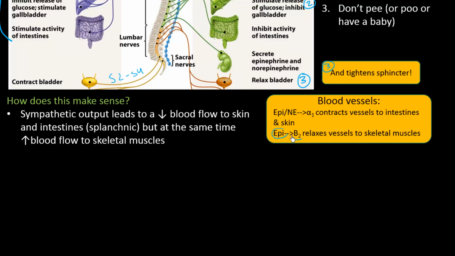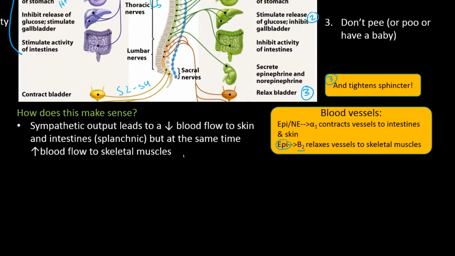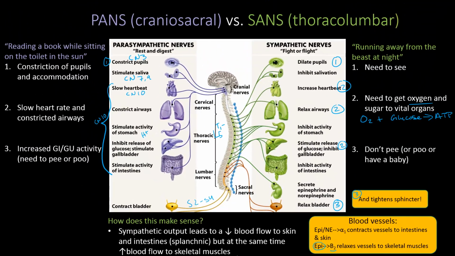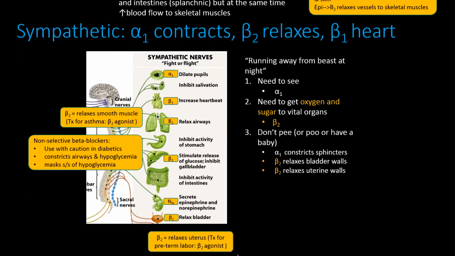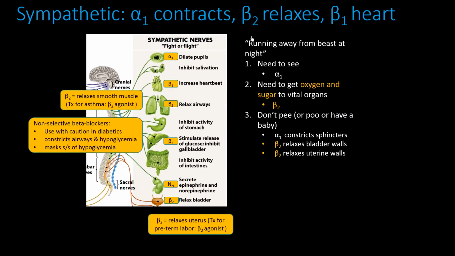And remember that epinephrine can bind to these beta-2 receptors with relatively high affinity, but norepinephrine does not. So by binding to the beta-2 receptors on the vasculature leading to the skeletal muscles, we can get blood flow there and kind of keep blood flow from going to the intestines and skin. So that's a good rule of thumb, that alpha-1 contracts and beta-2 relaxes. And that's the point of this next slide.